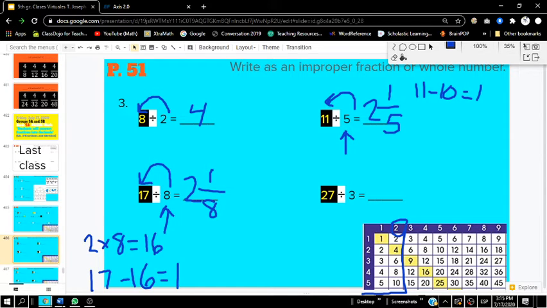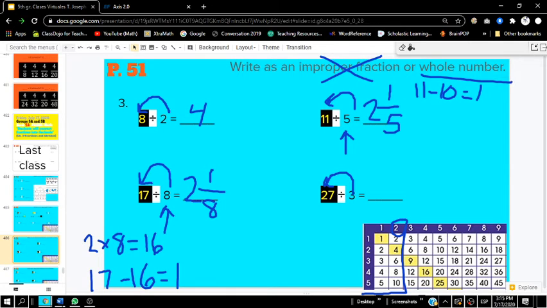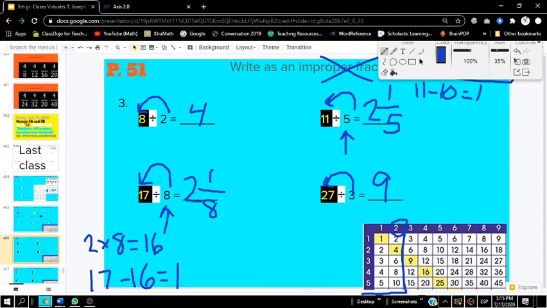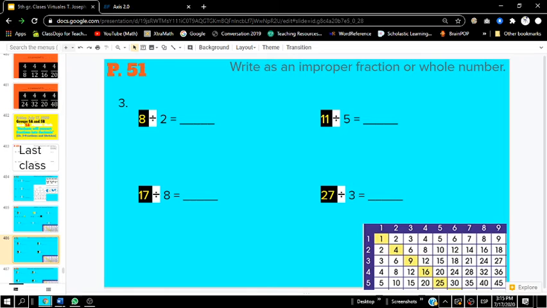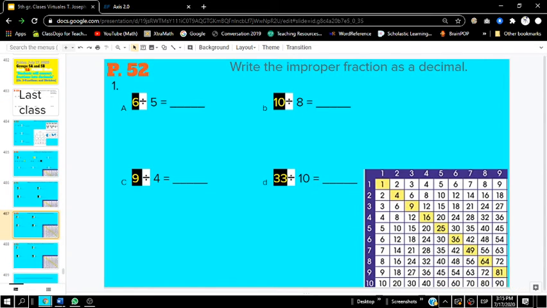Let's take a look at this last problem. How many times does 3 go into 27? Well, in this case, you already know that it's not going to be an improper fraction. It's going to be a whole number because 3 times 9 equals 27. So 9 is your final answer. Check these problems to make sure that you have them correct. Let's go on to page 52.